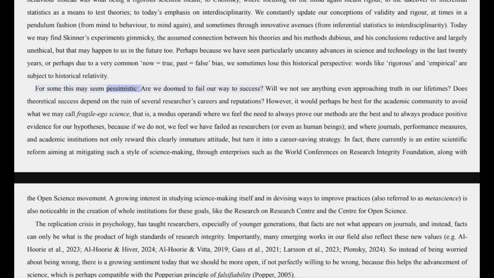For some this may seem pessimistic. Are we doomed to fail our way to success? Will we not see anything even approaching truth in our lifetimes? Does theoretical success depend on the ruin of several researchers' careers and reputations?